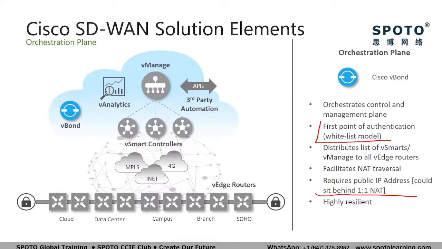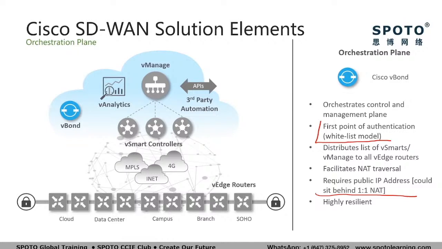So, in summary, Cisco vBond main features are orchestrates connectivity and management plane. First point of authentication using whitelist model. Facilitates NAT traversal. Distributes list of vSmart and vManage to all edge routers. Requires public IP address, but could sit behind one-to-one NAT.